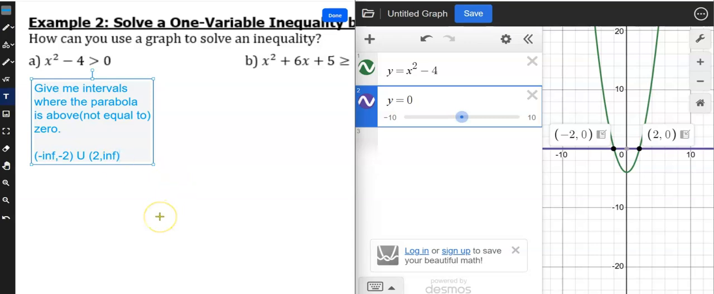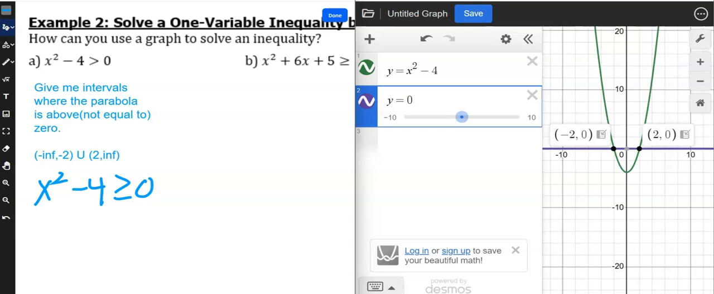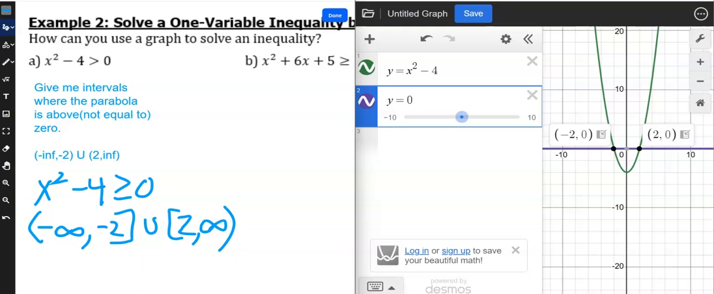Okay, so what happens if this question changes? What happens if it's x squared minus 4 is greater than or equal to 0? How would that change my answer? Well, because now I could include 0, this is how it would change it. Negative infinity to negative 2. Oops, not parenthesis. Bracket, union, bracket 2 comma infinity. That would be the difference between these two questions.